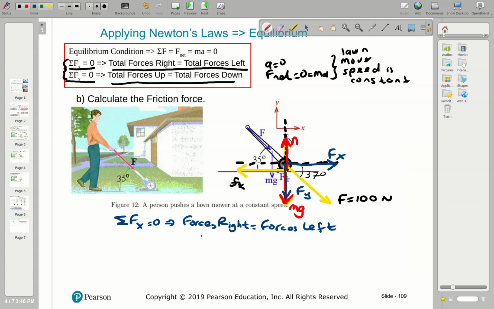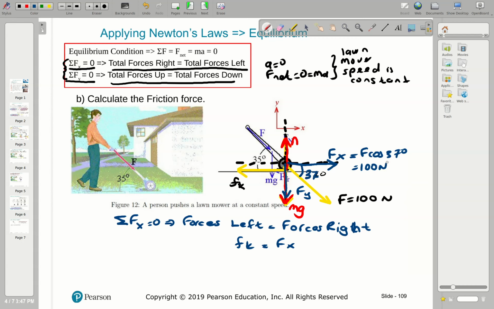Forces in the left direction is only Fk. Let me actually turn that around. I will say it as forces to the left, which will be more instructive. Forces left direction equals forces right. The same thing, just rearranging. Forces left here is Fk, kinetic friction. Forces right is Fx, the x component of F. And I'm almost done with part B. All I have to do is find Fx. Fx is equal to F cosine 37. It's 100 Newton times cosine 37.